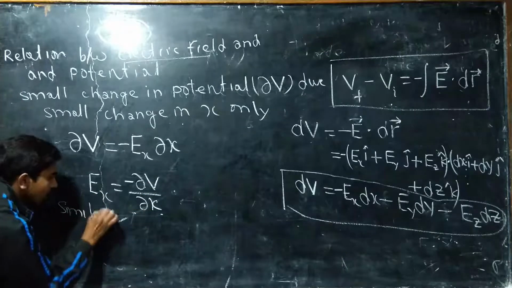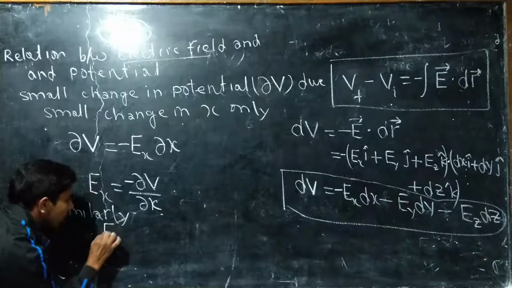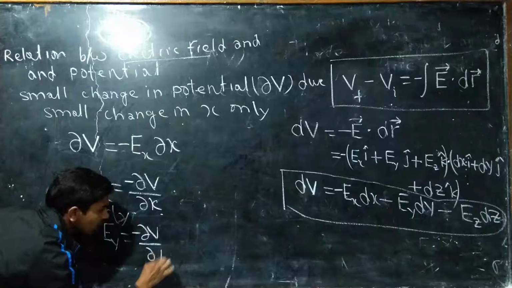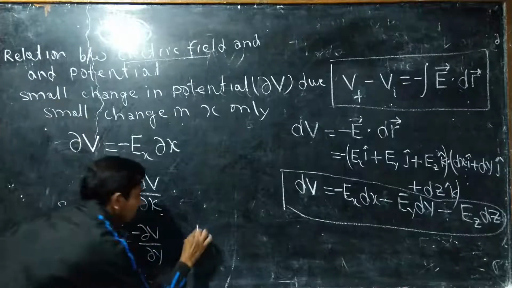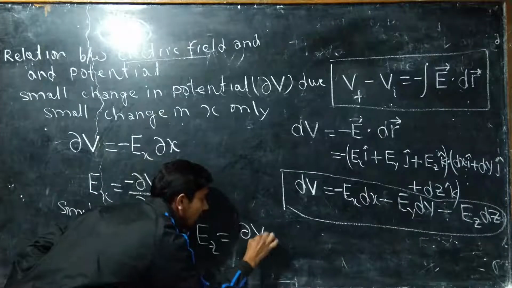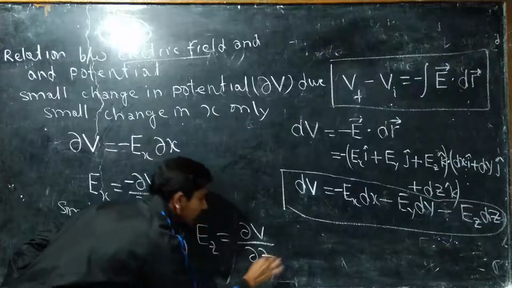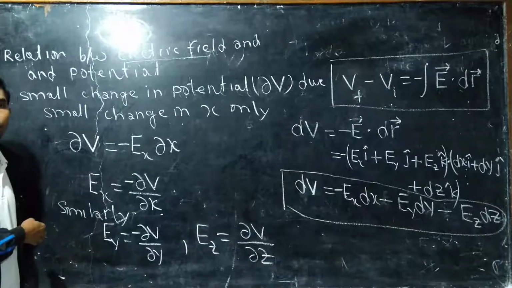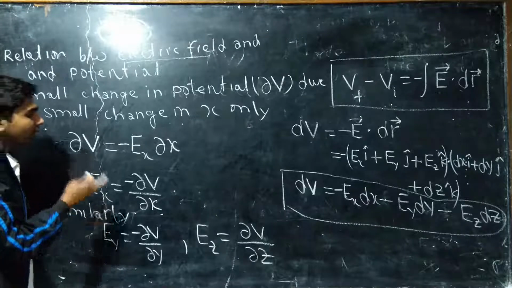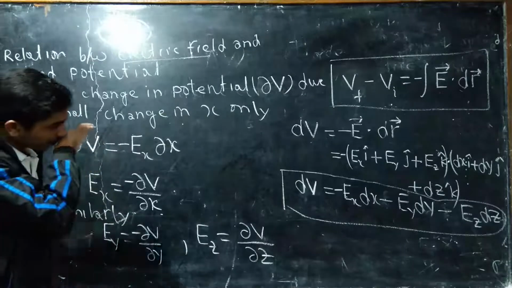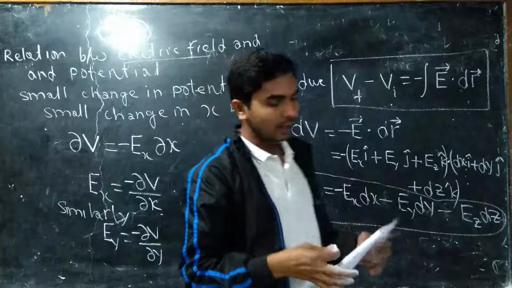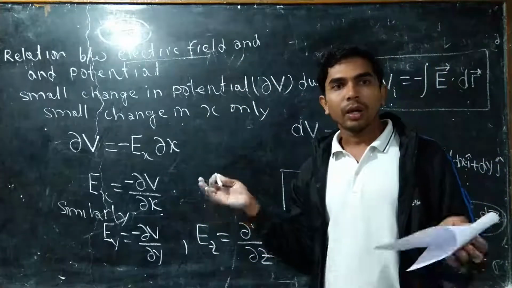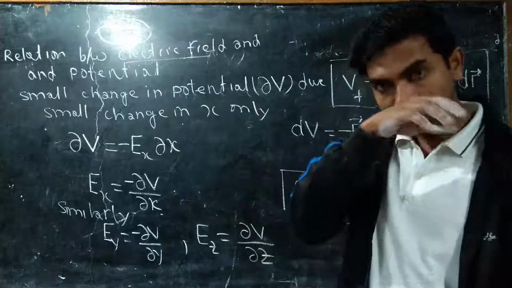Similarly we can write Ey is minus del V by del y, and Ez is minus del V by del z. So these three formulas you have to remember. With the help of these formulas you are able to calculate the electric field if potential is given. So this is all about today's lecture. In the next lecture I will try to find the potential due to a spherical shell. So that's all for today.